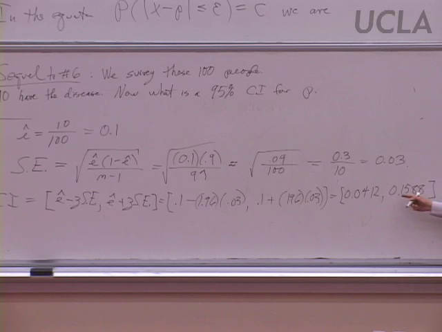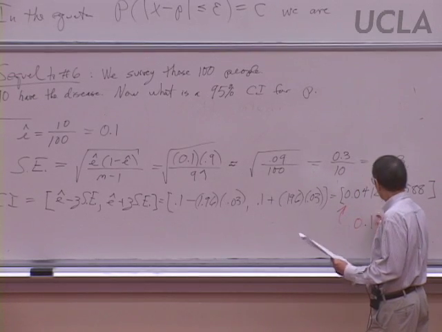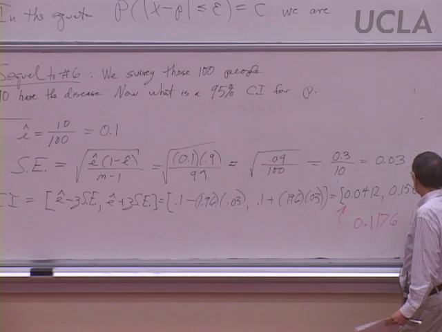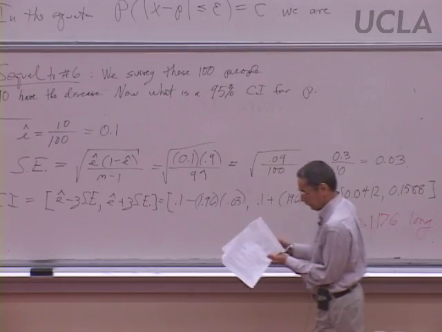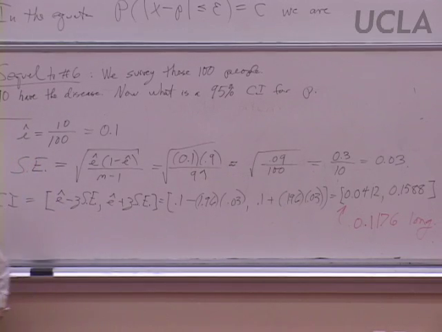Yeah, with only 100, we're not getting a real short interval, but we're getting a shorter interval than we had before. If we subtract these two numbers, this interval is only 0.1176 long. It's shorter than the interval we had there. In fact, it's 60% of the length we had before.